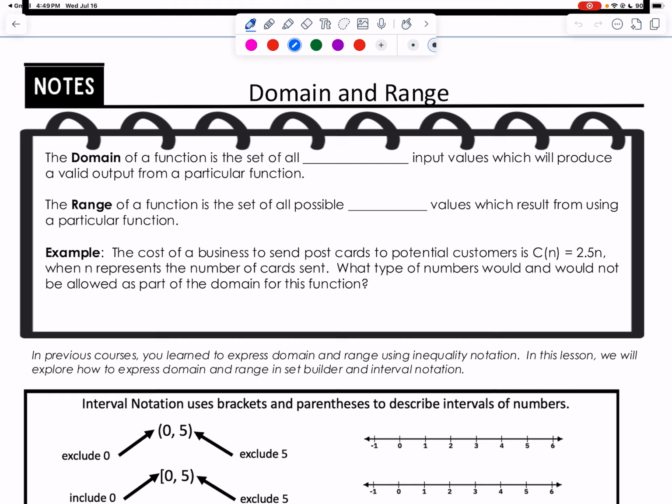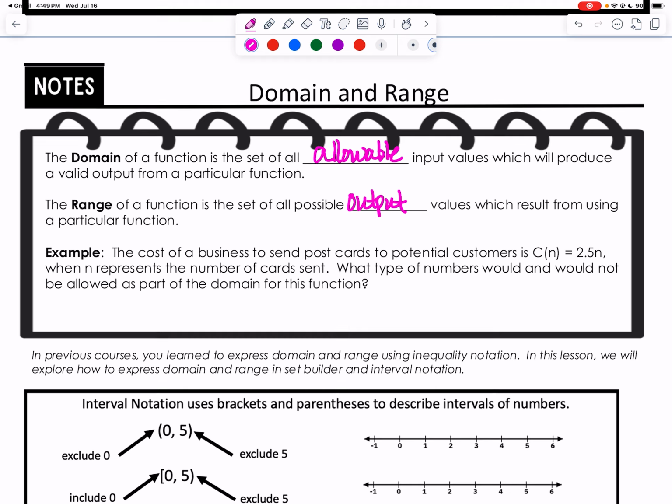The domain of a function is the set of all allowable input values, which will produce a valid output from a particular function. The range is the set of all possible output values, which result from using a particular function.